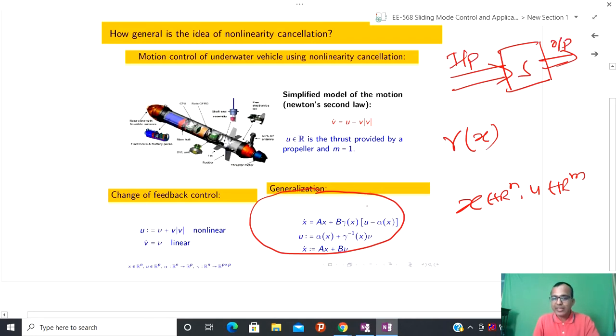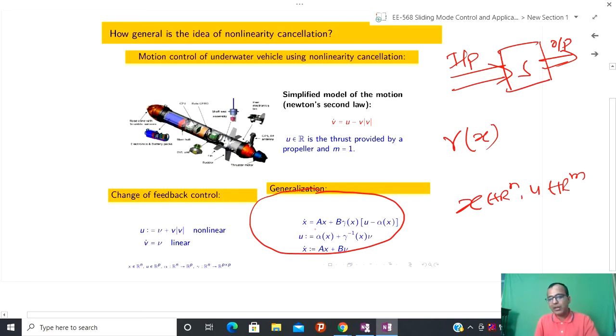So this is my system, this is my input, and this is output. Here, I have written minus alpha(x) just for simplicity, but it might possibly be plus or minus, that doesn't matter for us. If I have this kind of structure, Ax plus B gamma(x) might look linear, but it is no longer linear. This is a nonlinear system because gamma(x) is nonlinear. If you have even one single nonlinear term, then the system is nonlinear. Alpha(x) is also nonlinear.